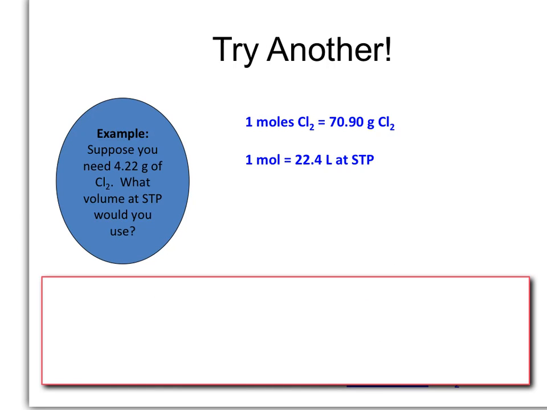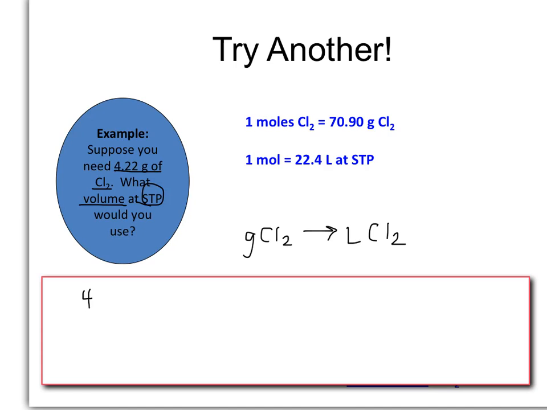Let's try another problem, but let's kick it up a notch. Suppose you need 4.22 grams of chlorine. What volume at STP would you use? So we're going to identify our starting amount, which is 4.22 grams of chlorine. And you can see that we're trying to figure out volume again, and we're at the conditions of STP. Since chlorine is a gas, I'm going to go to liters of chlorine gas.